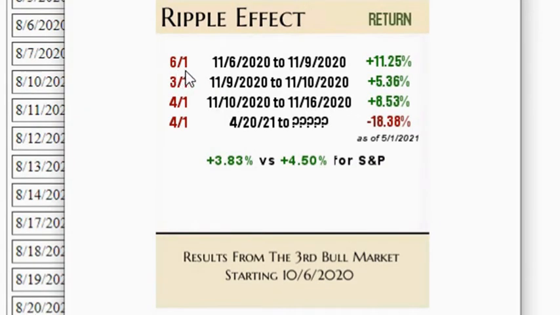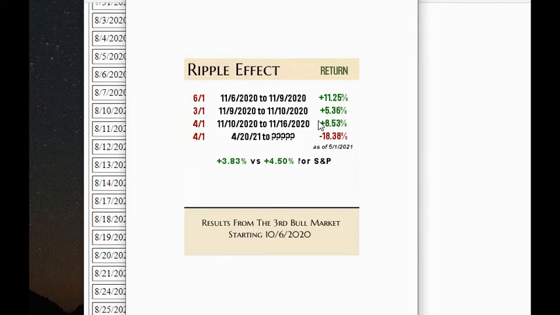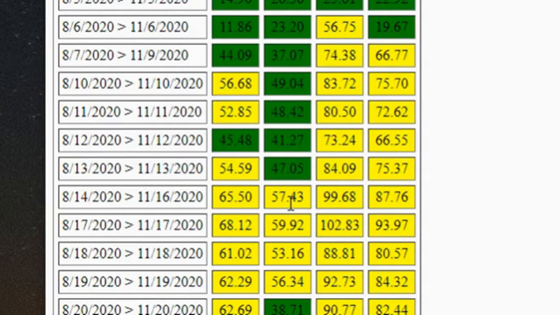So as you see, the 6-1 was here 11/6/2020. Over the weekend, in 2 days, it triggered. We were only in there, we made 11% in 3 days, and then we went to the 3-1 on 11/9. We were in that one day. We made 5.36%. We went over to the 4-1. We traded that one for 6 days, made 6.53%, and then we cashed out right here.